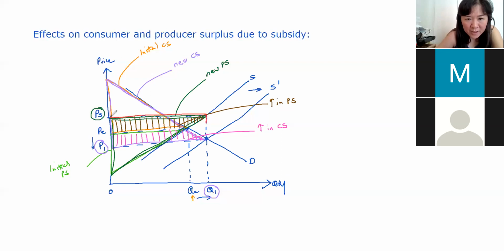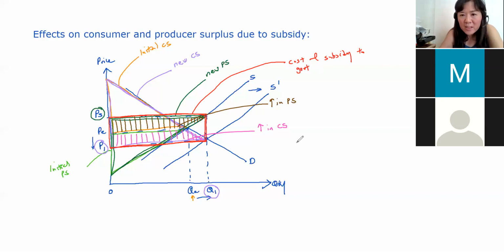This red area. Agree? Government subsidy is given by this red area here. So this is a cost, the cost of subsidy to the government.